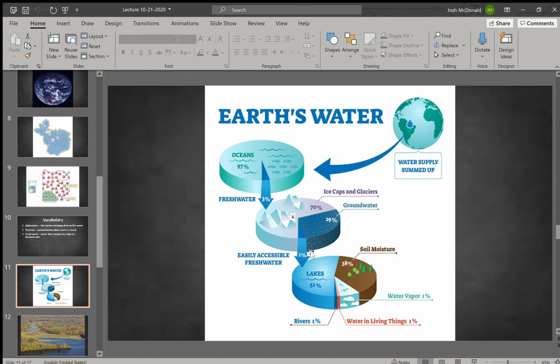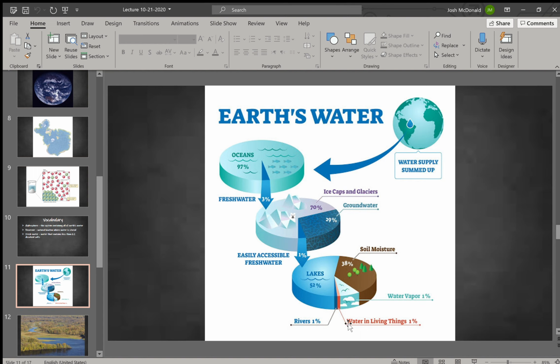But now, of that 1% that's easily accessible, 52% is found in our lakes all over the world. 52% of the 1% of easily accessible fresh water, of the 3% that is fresh water, is found in lakes. 1% of that is found in rivers. 38% is in soil moisture. 1% is water vapor, meaning it's in the atmosphere, so clouds and things like that. We see that's our 1% of easily accessible.